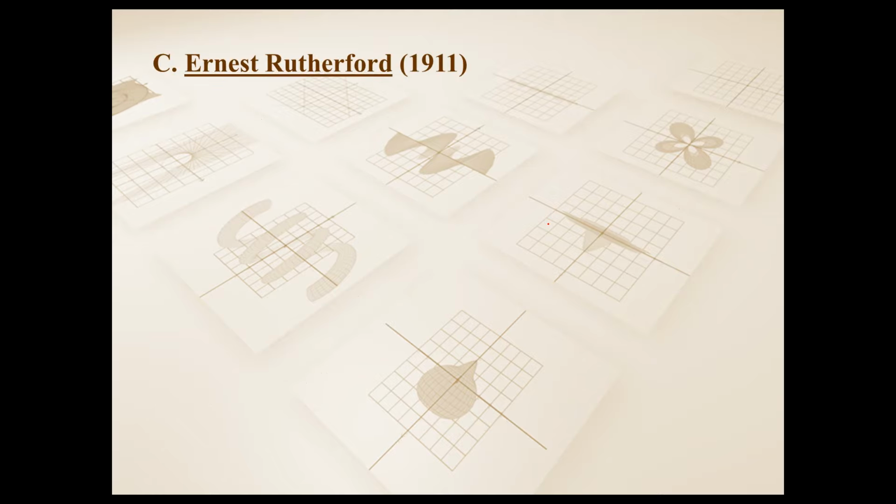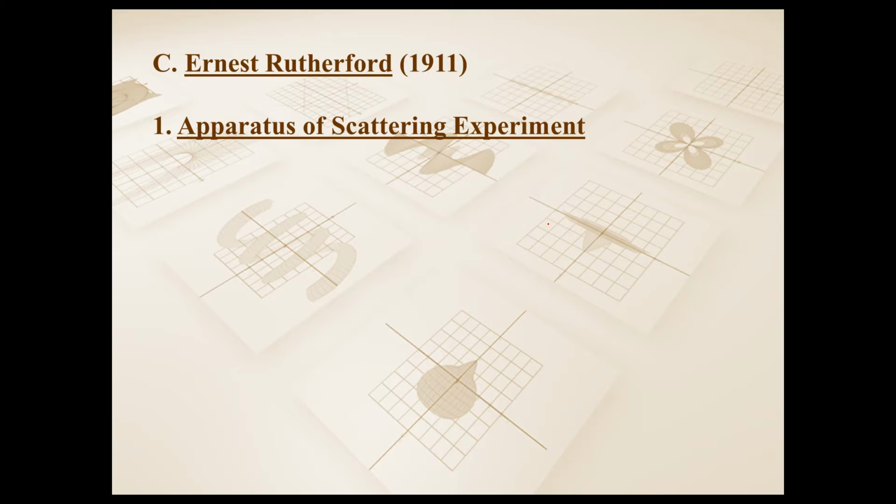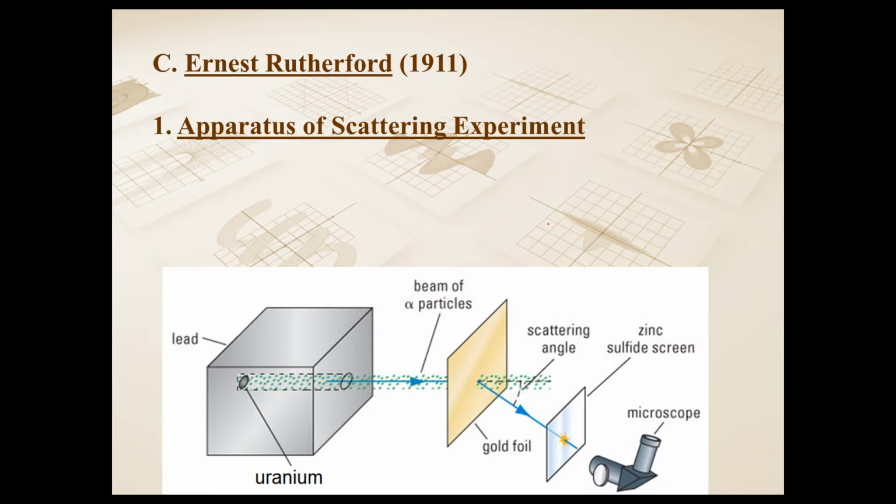We now get into Rutherford's experiment. Again, this is quite a bit later on. So we have 1911 now. And he performs what is referred to as the scattering experiment. And let's look at this. Okay, so I'll try to explain what's going on piece by piece.